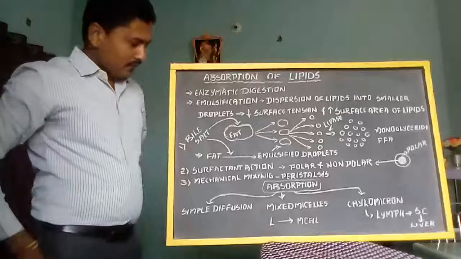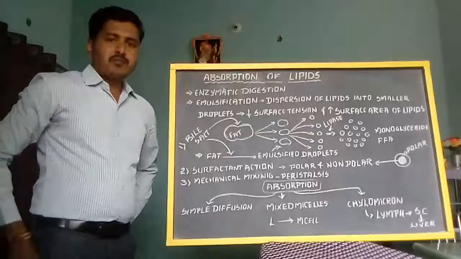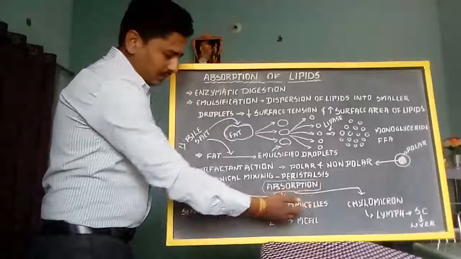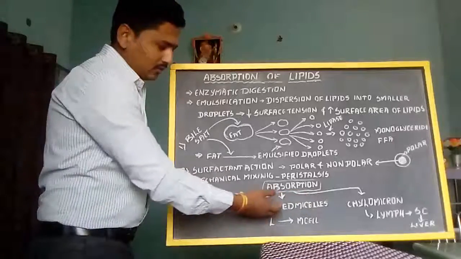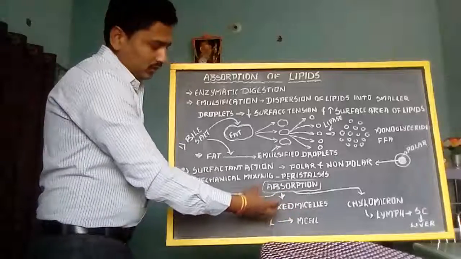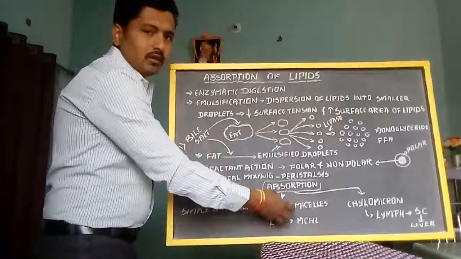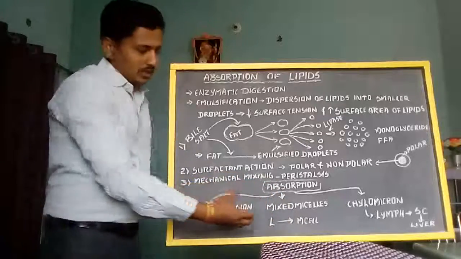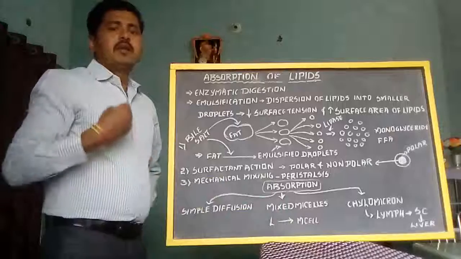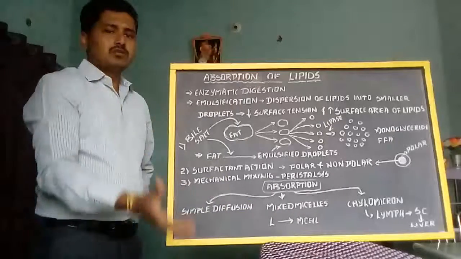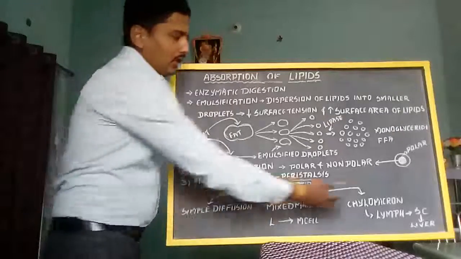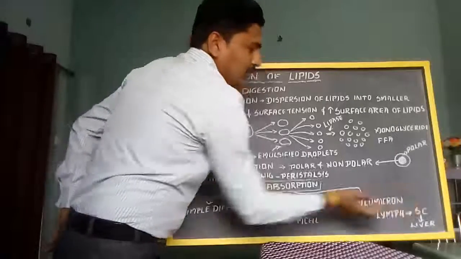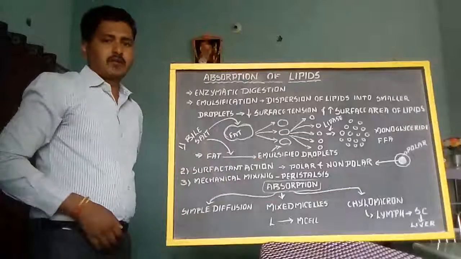Okay, this is how the process of absorption of lipid takes place. With the mixed micelle and simple diffusion mechanism, whatever fat diffuses into the venous or intestinal capillary is easily taken by the portal circulation to the liver. But chylomicrons bypass through the lymphatic circulation, then systemic circulation, then the liver.